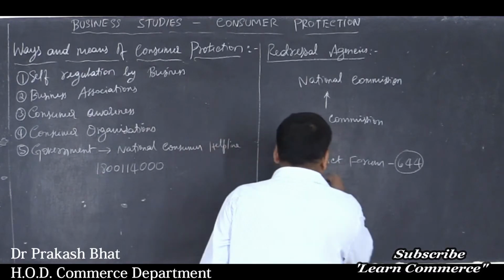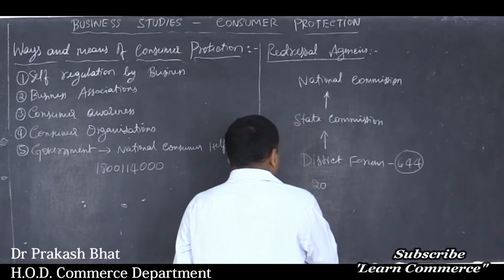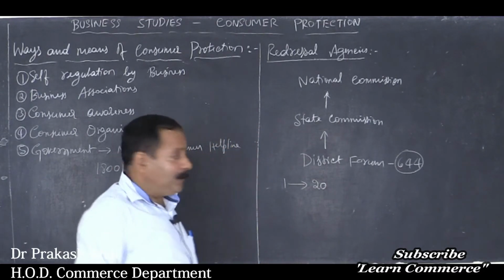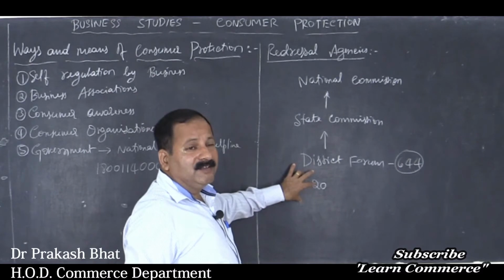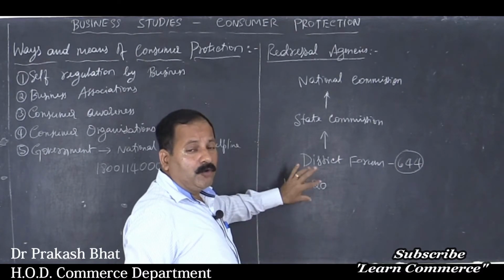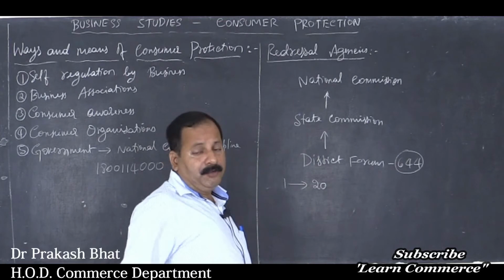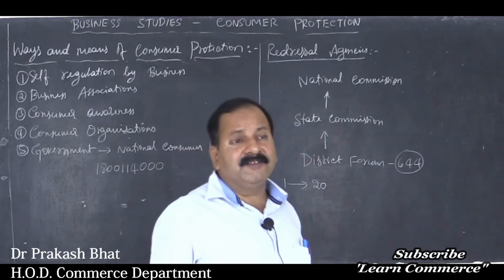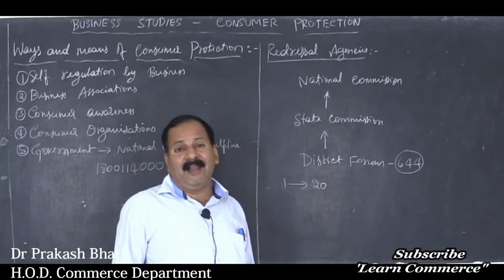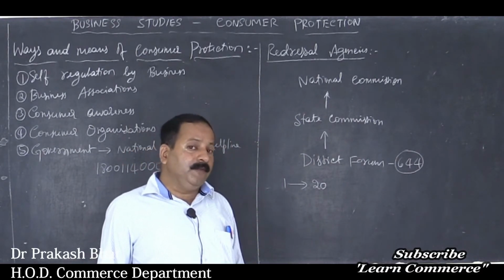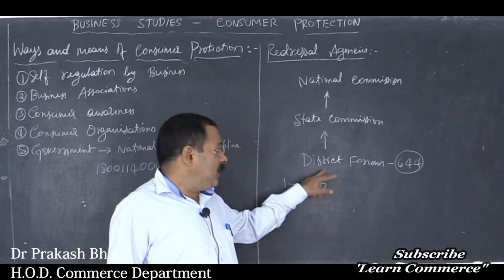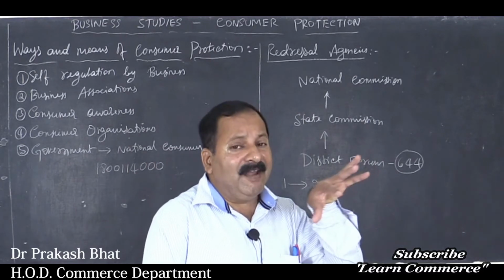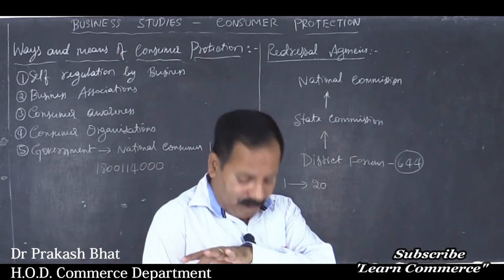So here, from rupee 1 to rupees 20 lakh, isn't it? Up to there, if the value of goods and compensation claimed is not more than this, then it should be referred to district forum. District forum will have 3 people. One should be president and 2 other members, out of which one should be a woman. And the qualification of the president of district forum should be equivalent to the qualification of a district judge.